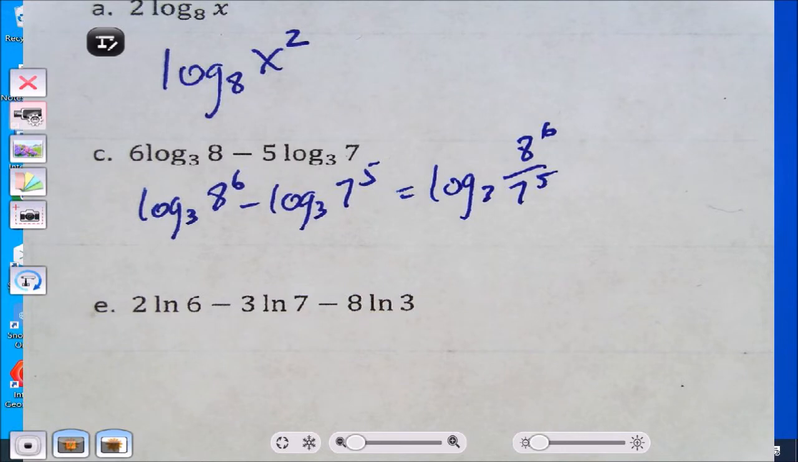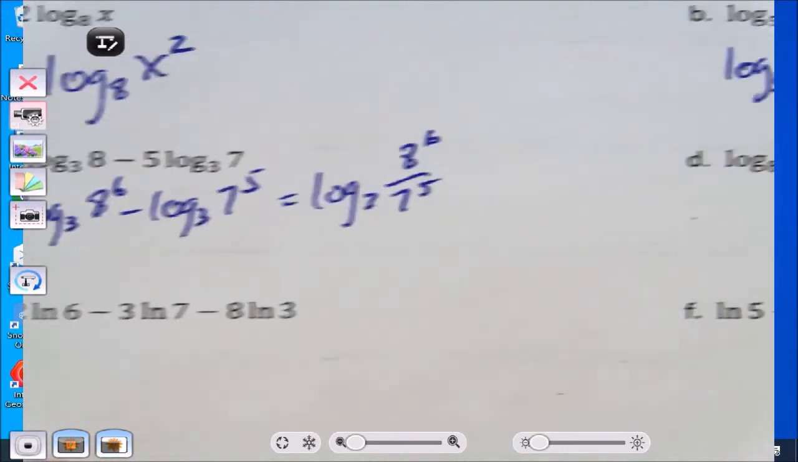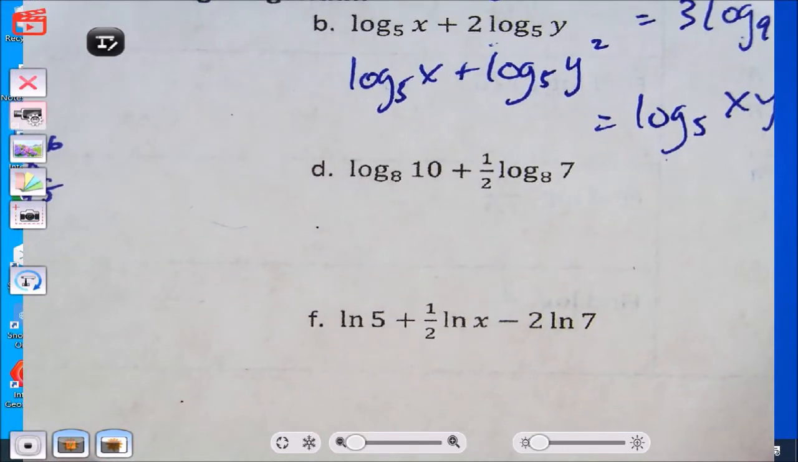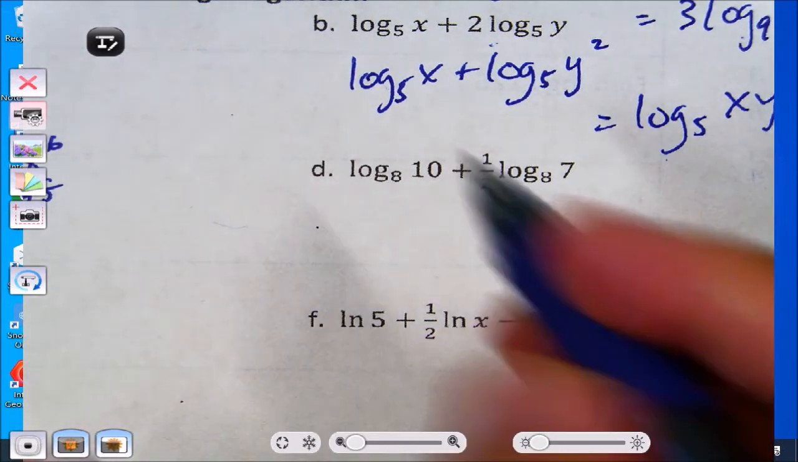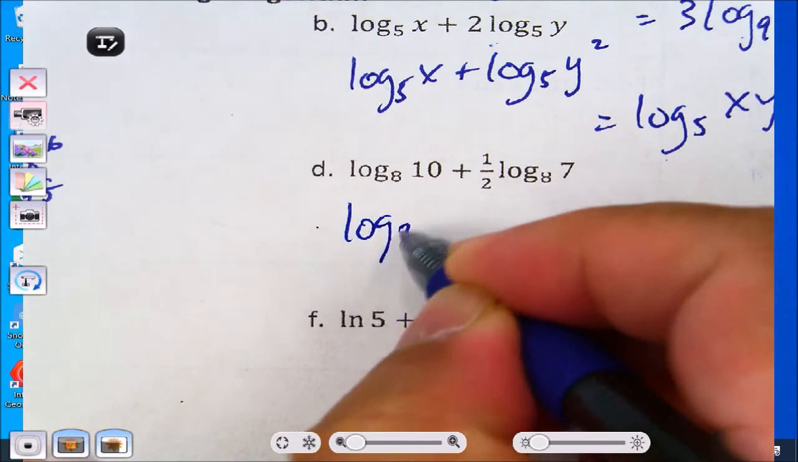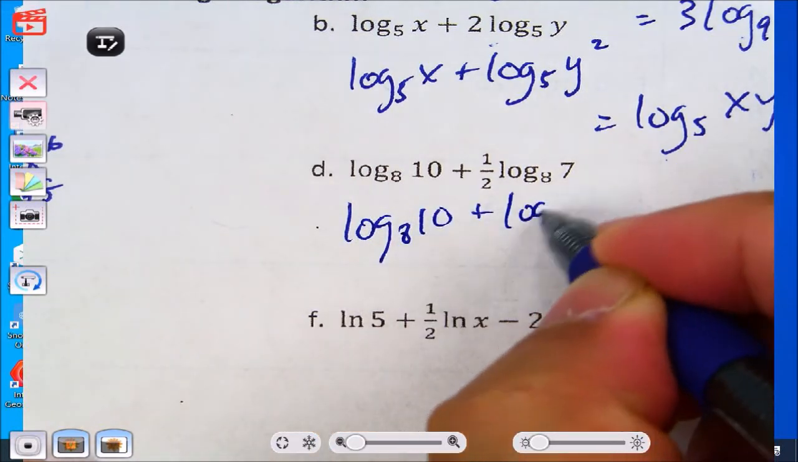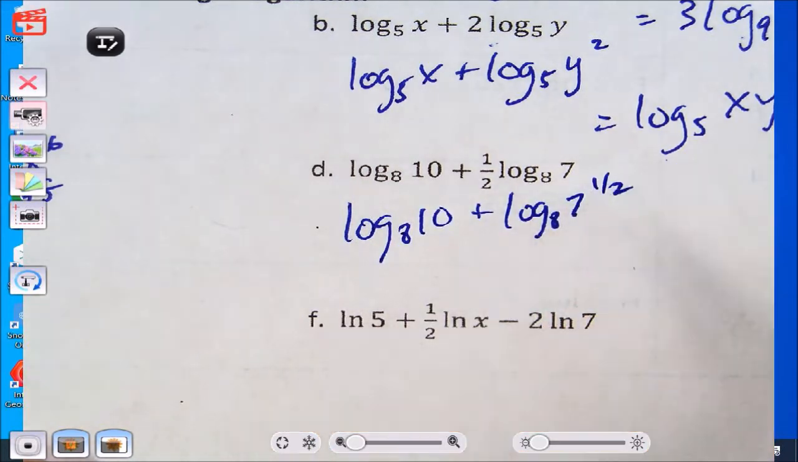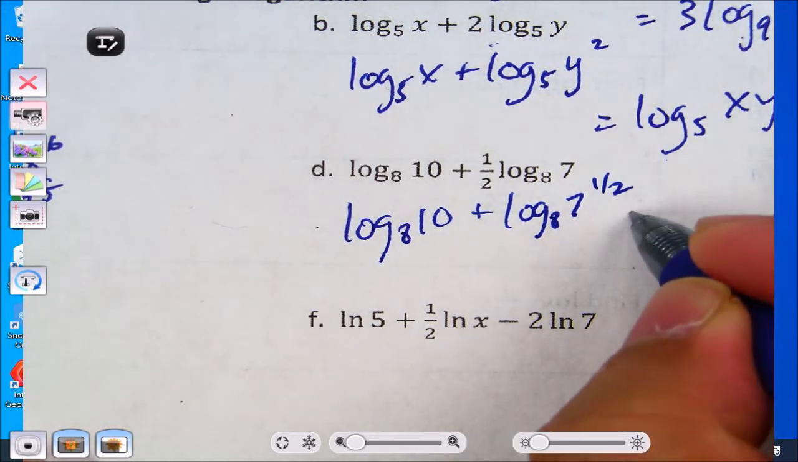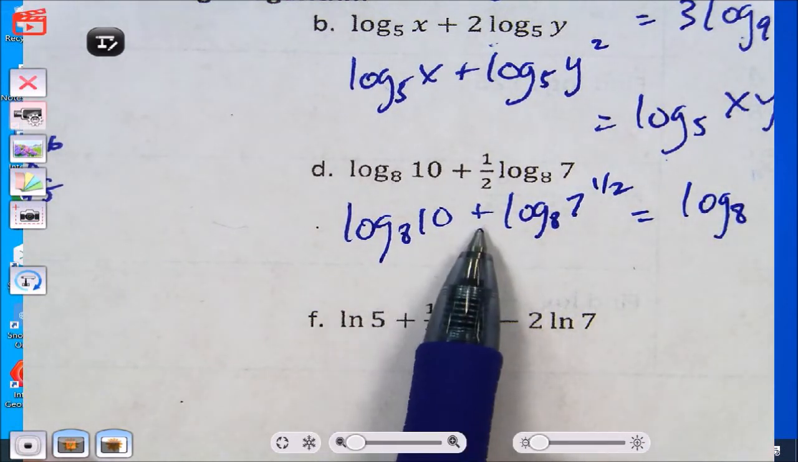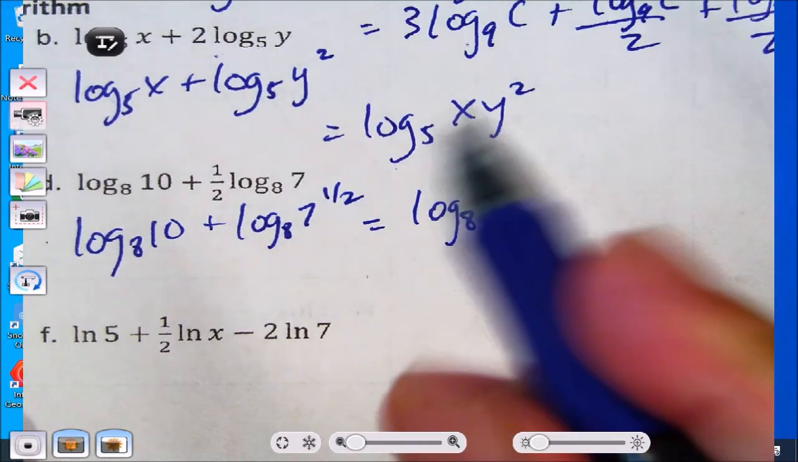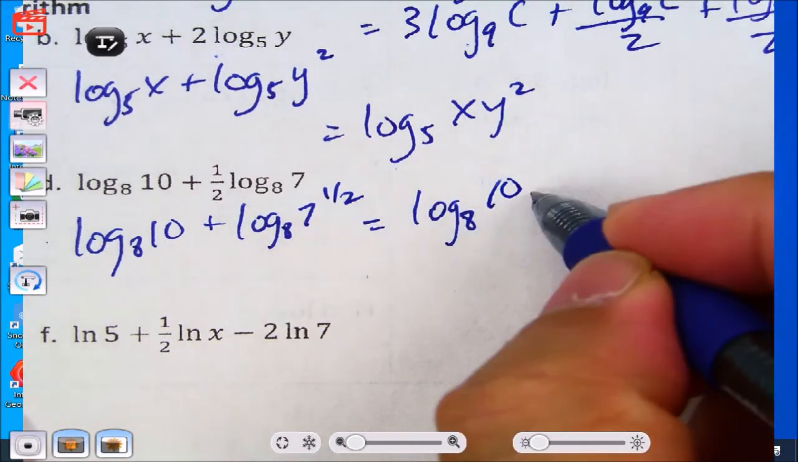Moving to D. I have a coefficient, so I'm going to write it as an exponent. So it's log base 8 of 10 plus log base 8 of 7 to the half. But what is 7 to the half the same as? Square root. So first thing I'm going to do is get rid of the addition and make it multiplication. So it would be 10, but I'm going to get the square root of 7.